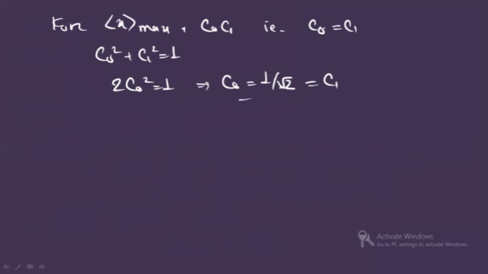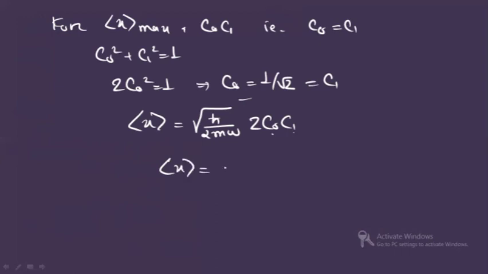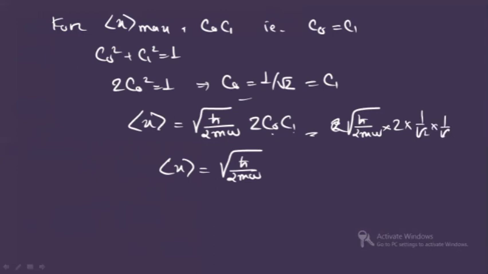C naught and C1 should have the value 1 by root 2. The expectation value of x was root over h cut by 2m omega times 2 C naught C1. So if you put both C naught and C1 as 1 by root 2, you get 1 by 2, and the 2 will get cancelled, and you will get the expectation value of x as root over h cut by 2m omega. You can write it as root over h cut by 2m omega, and here if you put 2 into 1 by root 2 into 1 by root 2, this will be 2 and it will get cancelled. Is it clear?